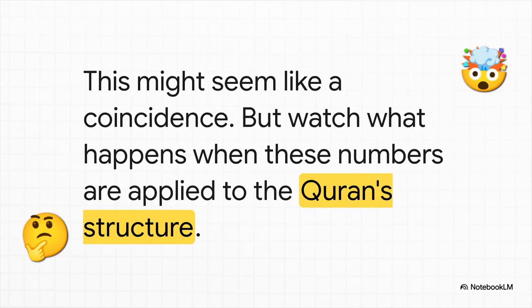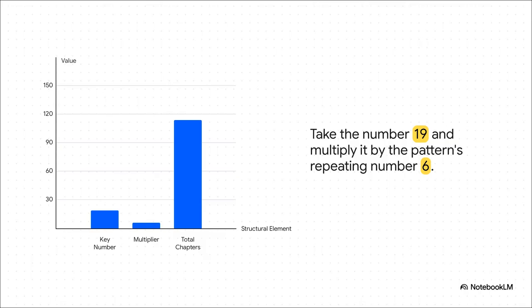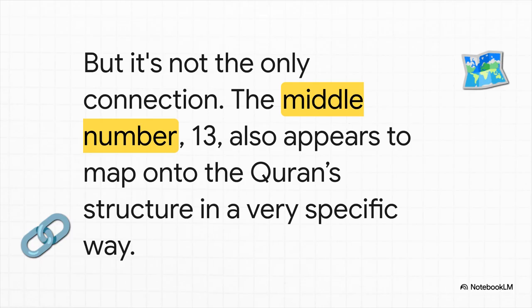Now, right now, this might just seem like a fun little coincidence. But just watch what happens when you take these numbers and apply them to the bigger structure of the Quran. So if you take the number 19 from the end of our sequence and multiply it by that connecting number, 6, you get 114. And 114 is the exact total number of chapters, or surahs, in the entire Quran. I mean, that's already a pretty stunning connection, but it's not the only one.